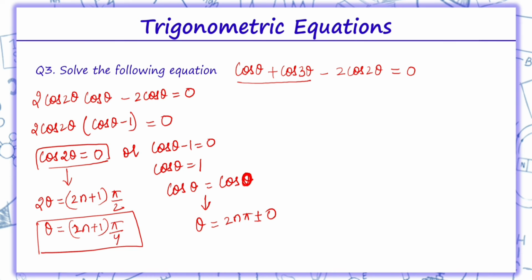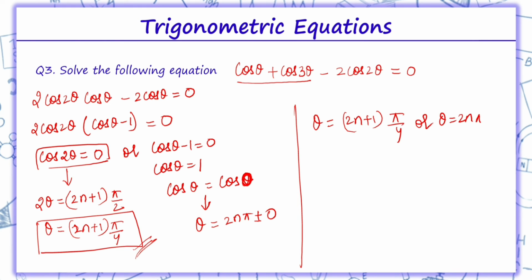Hence, as we summarize over here, we have two values: theta is equal to (2n plus 1) into pi by 4, or theta is equal to 2n pi, where n belongs to z. So this is how we can find out the solution of the equation also.